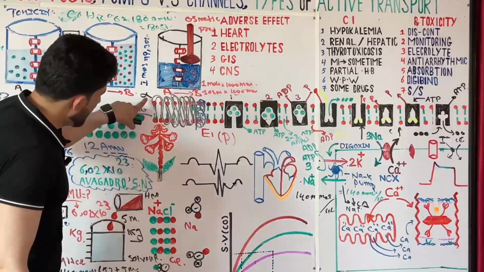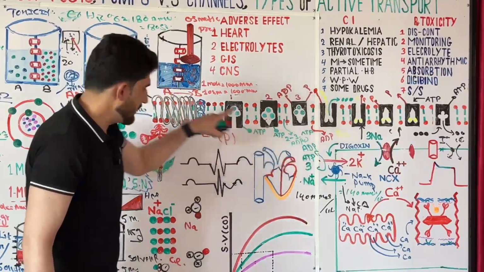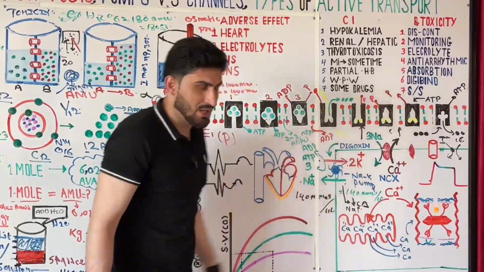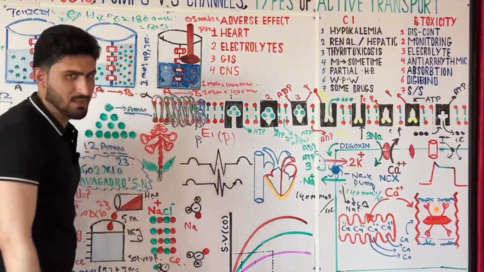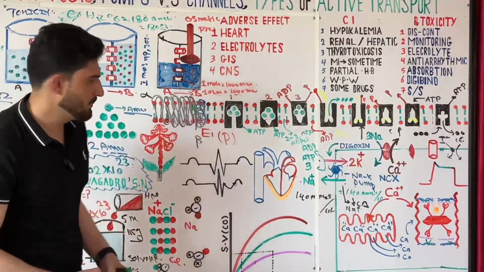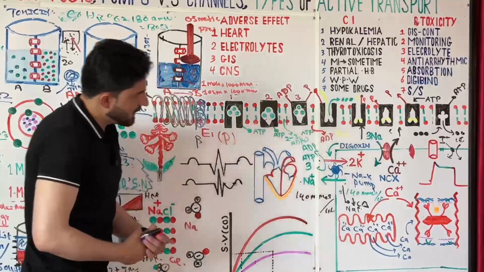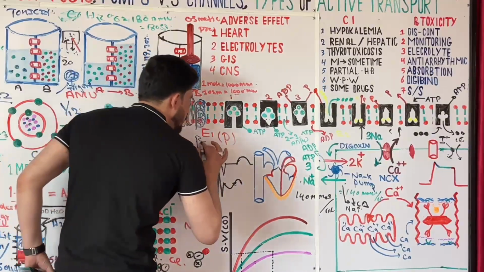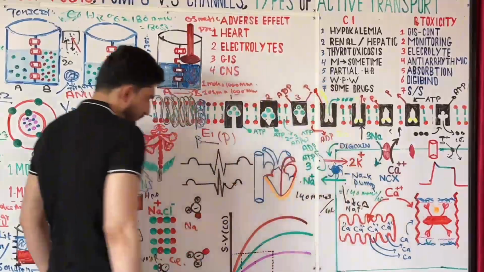Actually the alpha part is responsible for ATPase function, and also it's responsible for pumping of sodium and potassium, but the beta part is responsible for stabilization of this alpha part. Sometimes it consists of a gamma part, but it's not important here. Now let me talk about the mechanism of action of this pump. It has 2 steps, E1 step and E2 step.